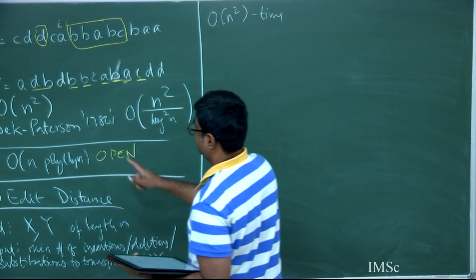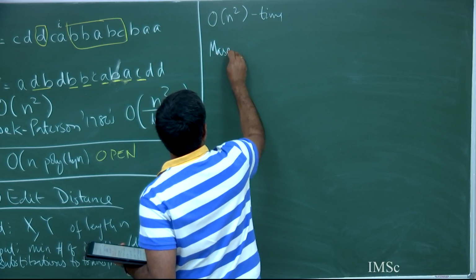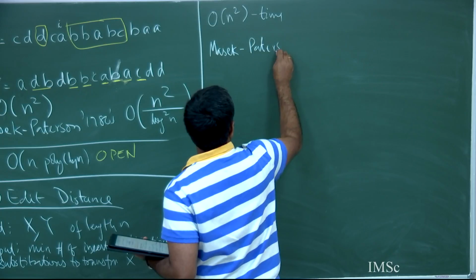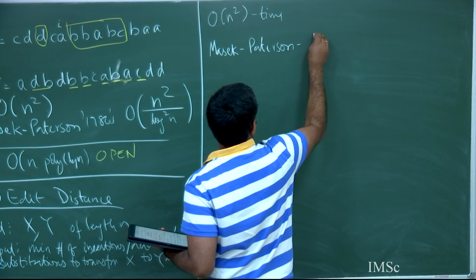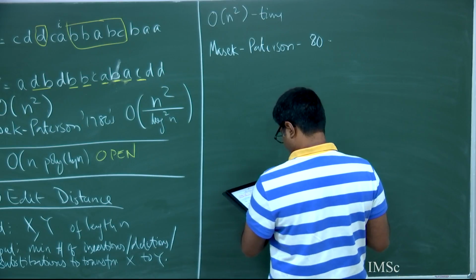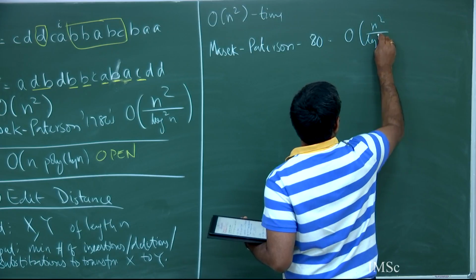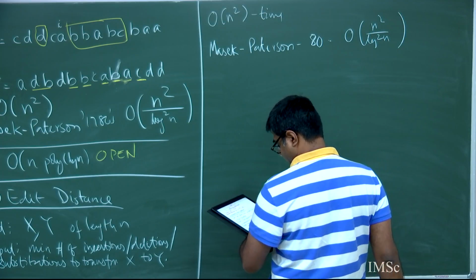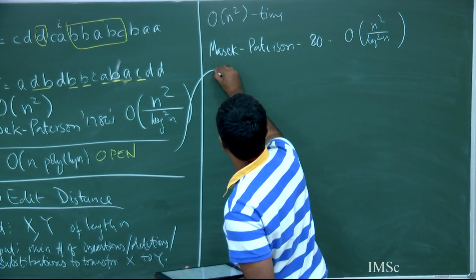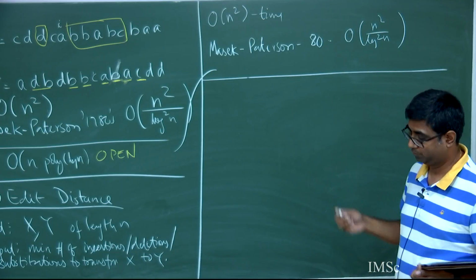And again, Masek, in the same paper actually, in 80, gave an algorithm with running time n square over log square n. Same question, we don't know, it's open, okay?